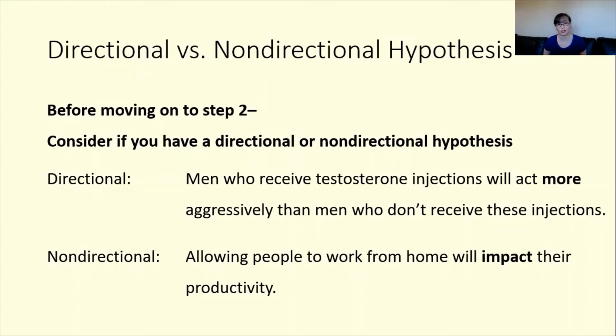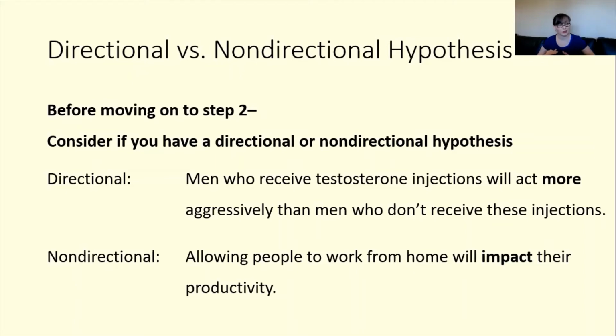In a non-directional hypothesis, on the other hand, we might have a word that's more neutral and non-directional, like impact, or there will be an effect, or it'll change. These are some of the keywords that suggest that it's a non-directional hypothesis. In the example I have here, allowing people to work from home will impact their productivity. I'm not saying if it's going to make them more productive or less productive. I just think that their productivity is going to be different when they work from home than when they work in the office. And so that's the key about directional versus non-directional hypotheses.